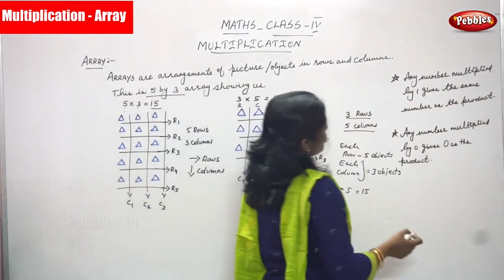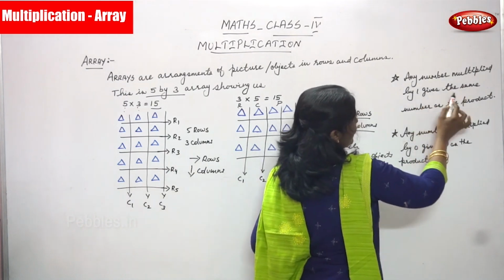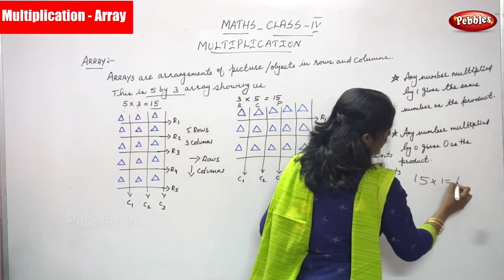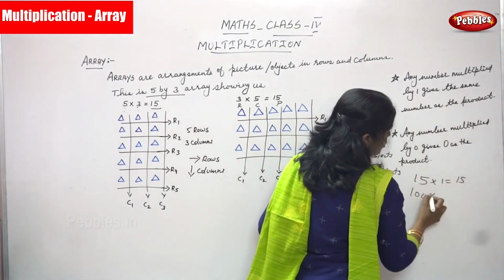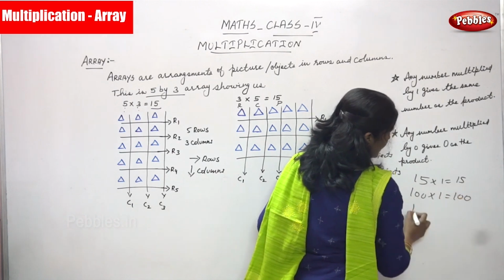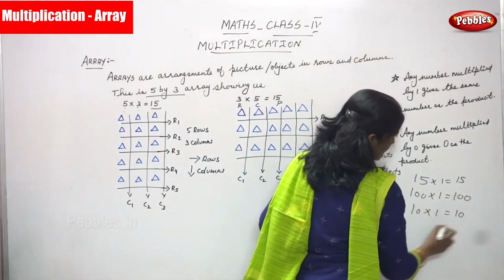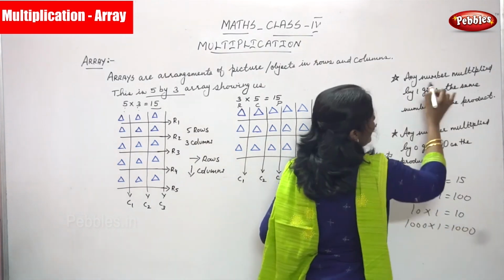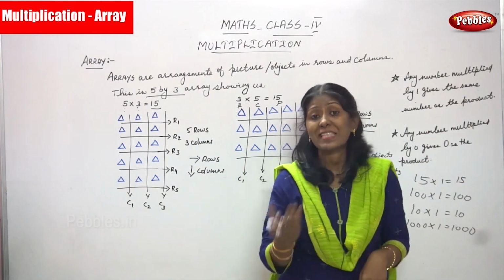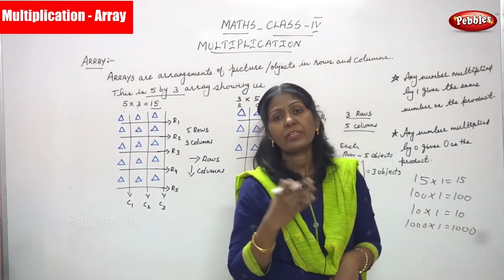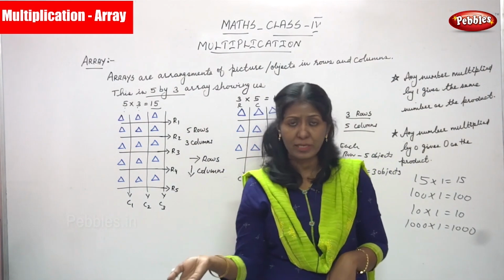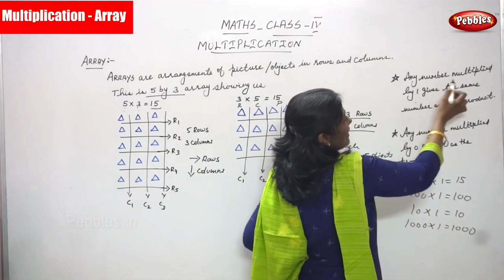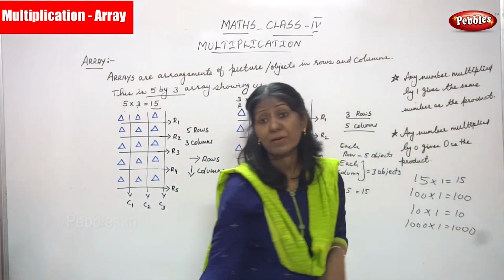And next we are going to see any number multiplied by 1 gives the same number. So for example, 15 into 1 you can get 15. 100 into 1 you can get 100. 10 into 1 you can get 10. 1000 into 1 you can get 1000. Any number multiplied by 1 you can get the same number. 15 into 1 is 15, 50 into 1 is 50, 20 into 1 is 20. These are the rules. Any number multiplied by 1 gives the same number.